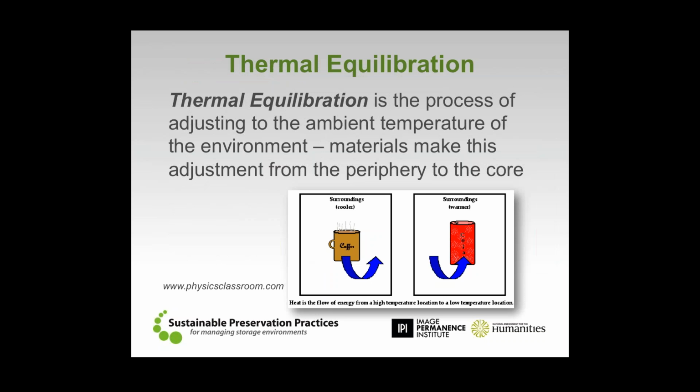So if we move in and just start to think about these ideas of equilibration, and we'll get back to that hygroscopy concept in a couple of minutes, but just looking at the idea of thermal equilibration, what is it that we're talking about? Thermal equilibration is essentially the process of adjusting to the ambient temperature of the environment. And what we recognize and what we know is that materials make the adjustment from the periphery or from the outside surface area of the material. And the core of that object is going to respond more slowly. Eventually, it will also come into equilibration with the surrounding temperature. What we recognize is that objects have to be within a particular temperature for a long enough period of time in order for their core to reach that full equilibration.